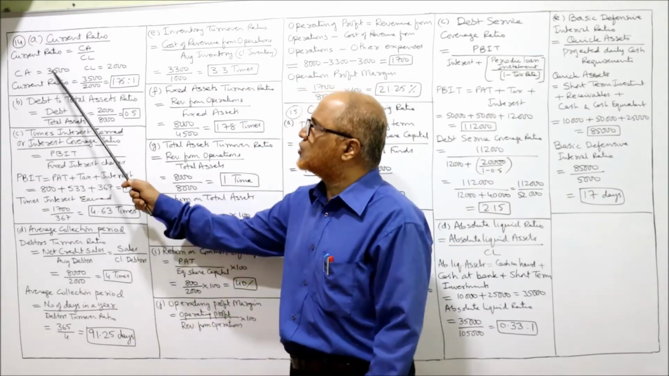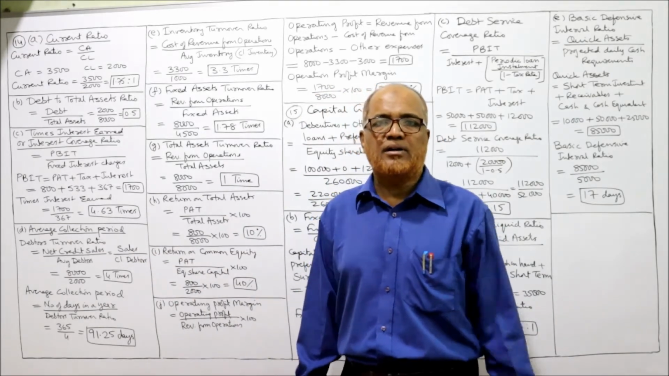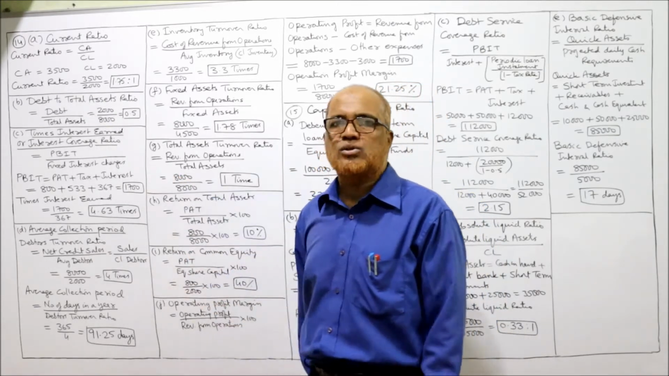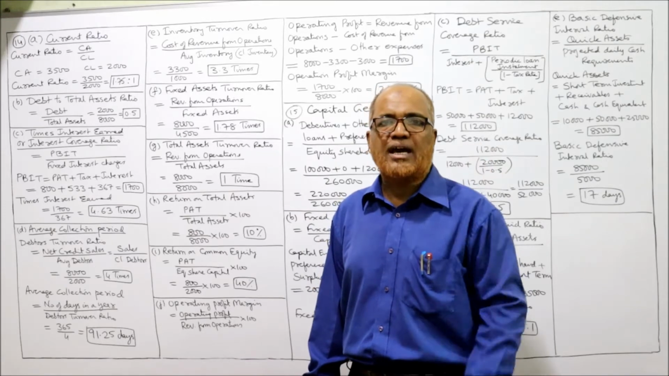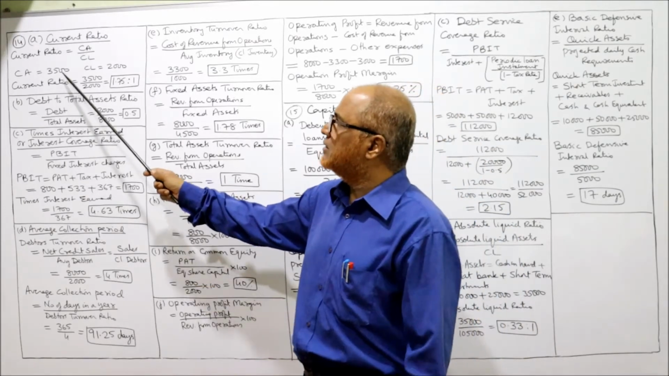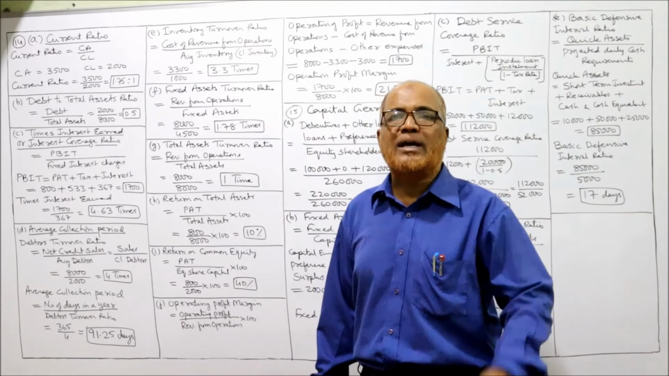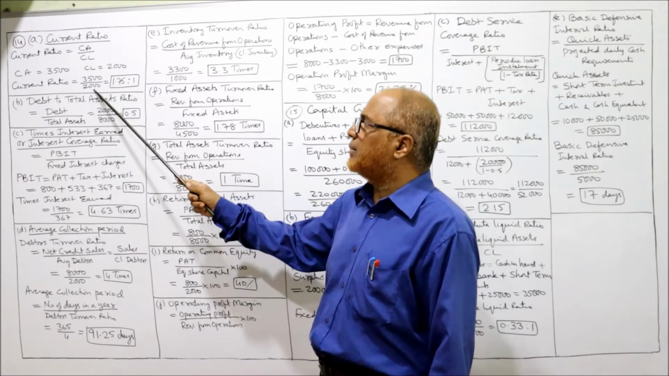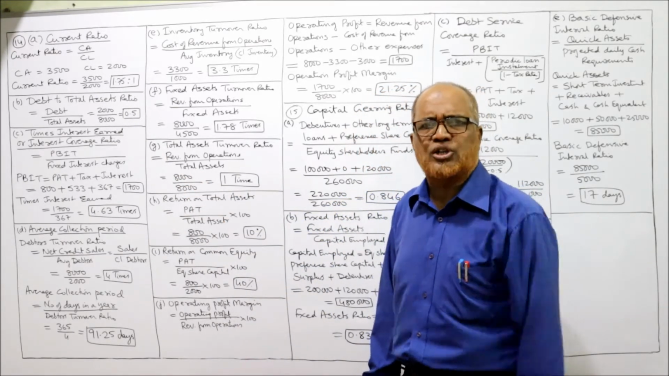First one, current ratio. It's very easy to calculate: current assets by current liabilities. If you see the balance sheet, current assets are 3500, the total of receivables, inventory, cash and cash equivalent. Current liabilities are only two, that is trade payable and accrued expenses. If you add up, you'll get 2000. So current ratio is 3500 by 2000, 1.75:1. Very easily you have calculated the first ratio.